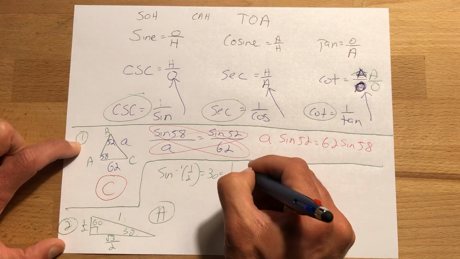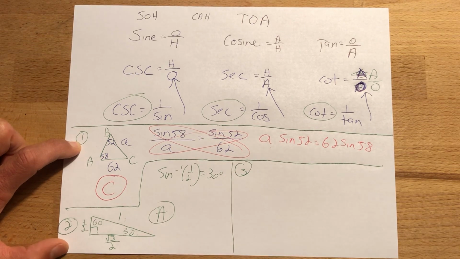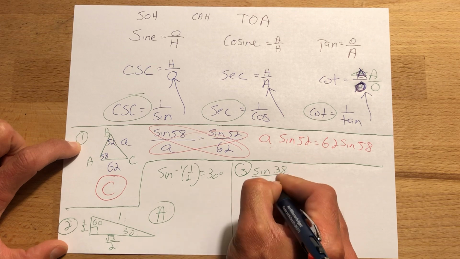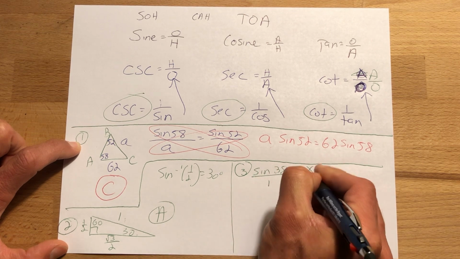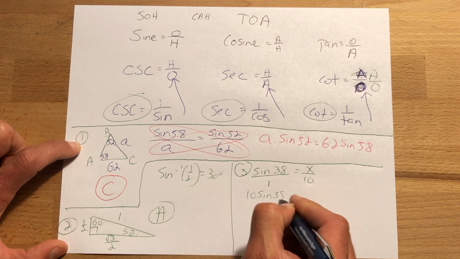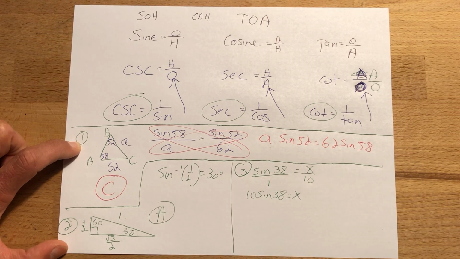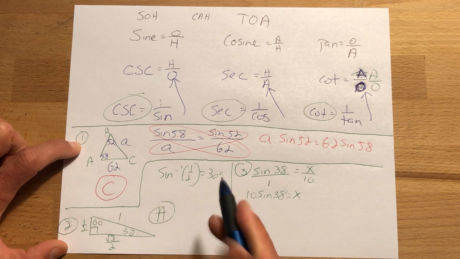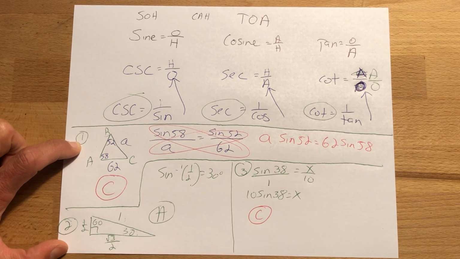Okay, for number 3, it's just SOH CAH TOA. From 38, you have your opposite and hypotenuse, so it's just sine 38 equals x over 10, cross multiply. 10 times sine of 38 is what x is. And letter choice C is the answer for number 3.